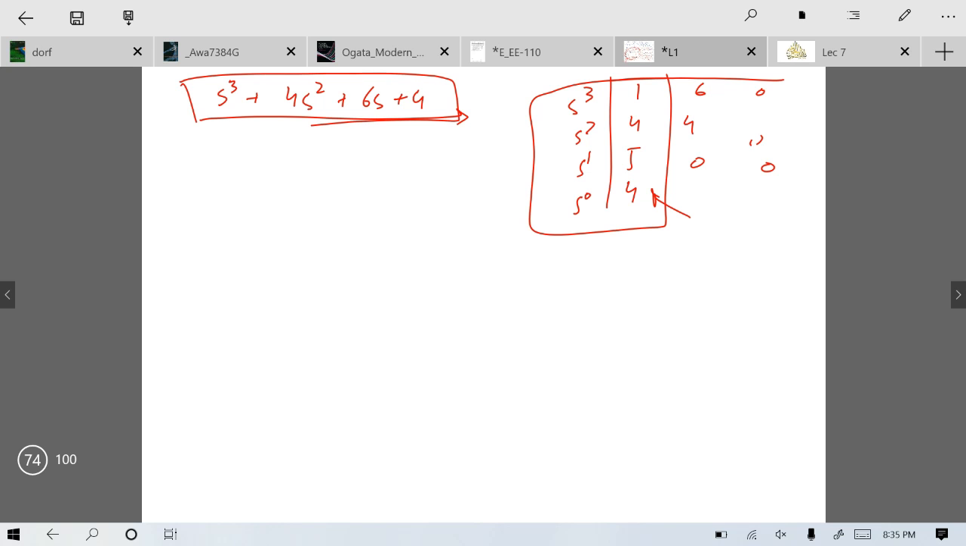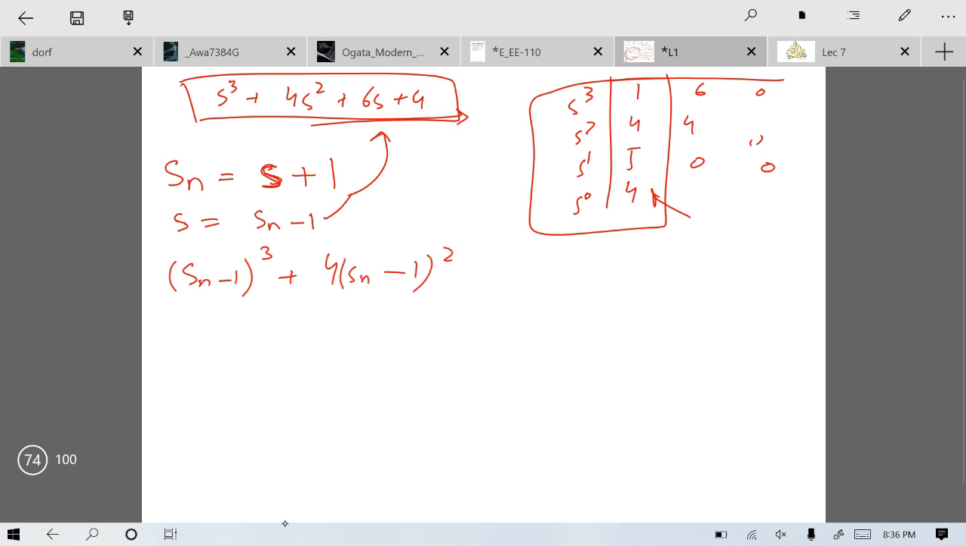Now let's move the axis and have a new axis Sn, which is equal to s plus 1. The new axis is the old axis plus 1, which means it is shifted to the left by unit 1. So from here I can see s is equal to Sn minus 1. Putting this in the equation, I have (Sn minus 1) cubed plus 4 (Sn minus 1) squared plus 6 (Sn minus 1) plus 4, which is equal to Sn cubed plus Sn squared plus Sn plus 1.